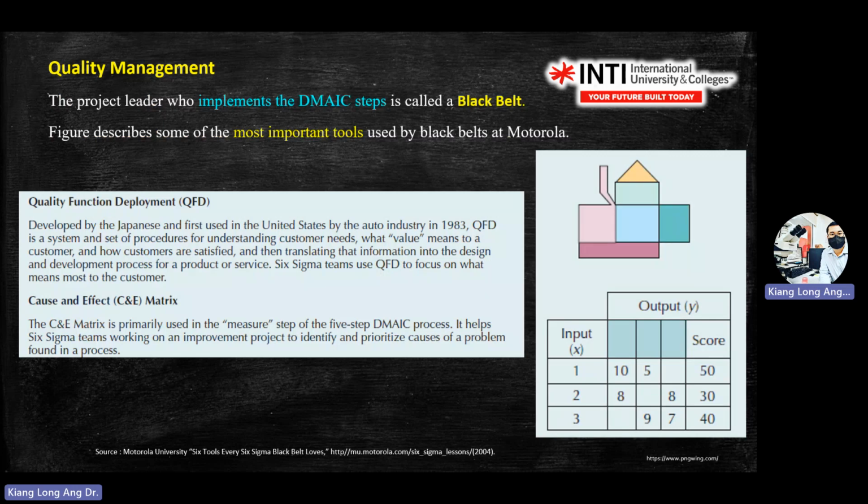This is the house of quality, but I don't go deep into here. I'm not sure whether I should teach you this one, but at least you have EDP, engineering design project. You should have heard about house of quality in EDP. No? Okay, never mind.